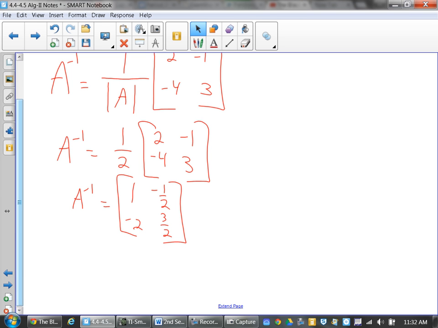So the inverse of matrix A is this. If I took matrix A times its inverse, it should give me 1s on the chutes. That's all it means.